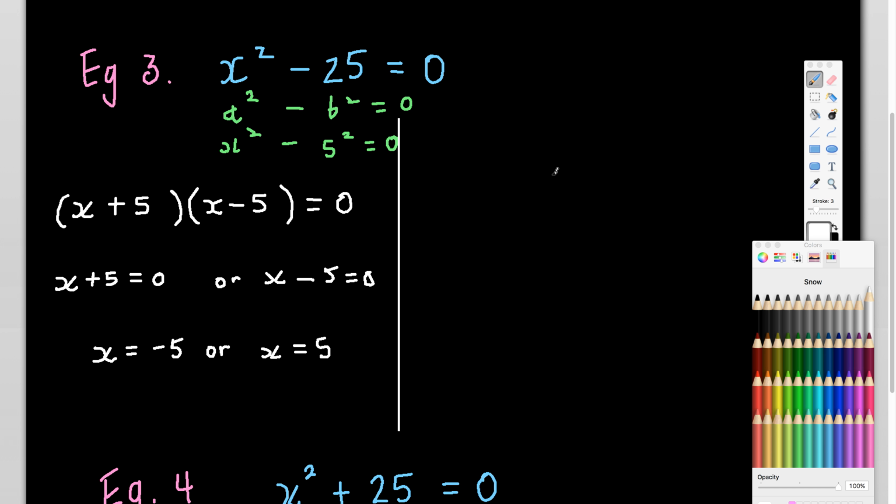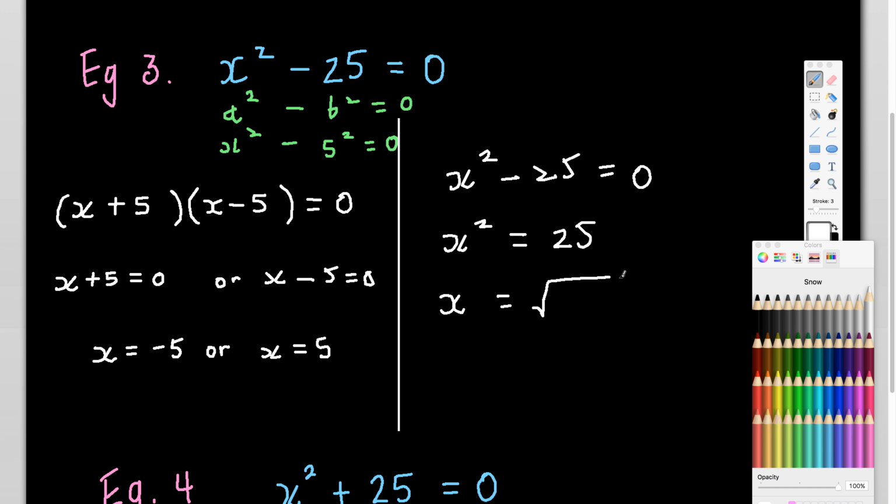Now, this can be done a different way, of course. If we have x squared minus 25 equals 0, because this is a square number, if I add 25 to both sides, I get this. And what I can do then is take the square root of both sides. And when I take that square root of 25, I do actually get two answers. Positive 5 squared will be 25 and negative 5 squared will be 25 as well. So this is why I get two answers here.